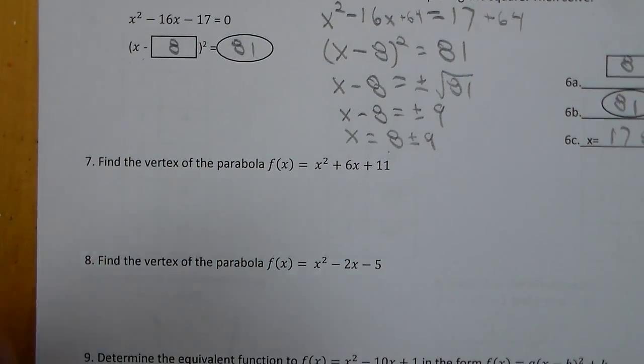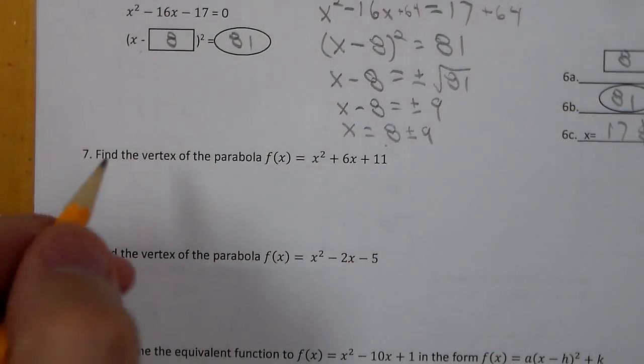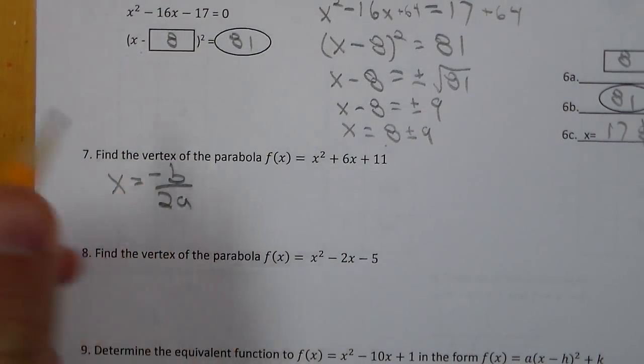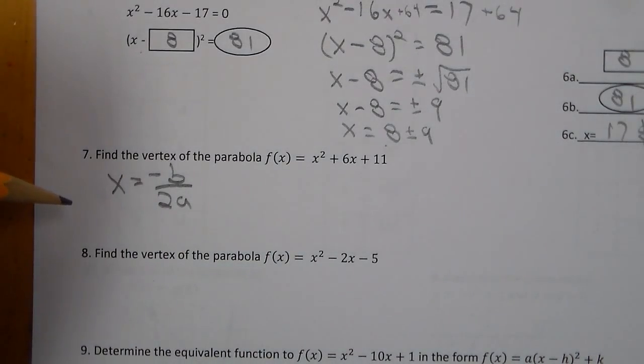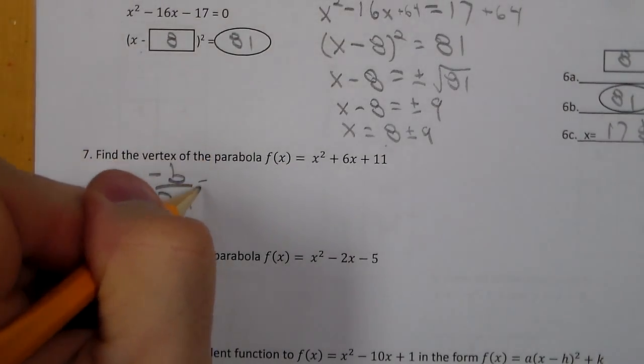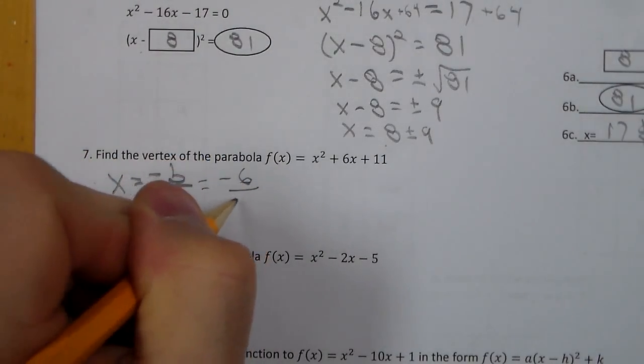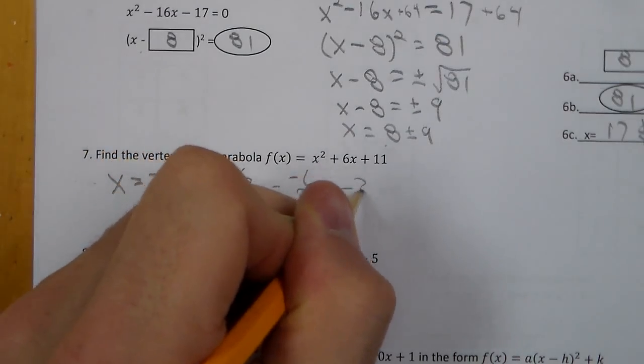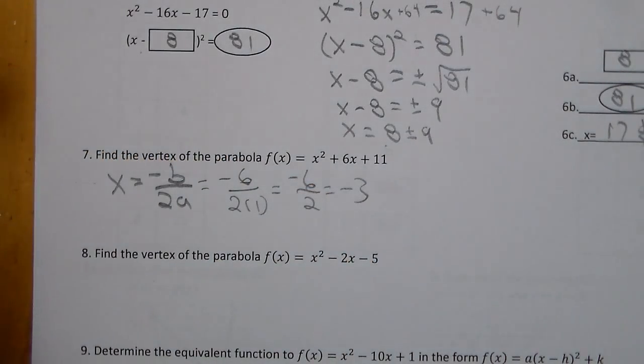For number 7, we need to find the vertex of our parabola. Whenever this is in standard form, x equals negative b over 2a is the way we find our line of symmetry or axis of symmetry. This is the most important thing you need to remember for this process. So this becomes negative 6 over 2 times 1. Negative 6 over 2 gives us a negative 3. That is our line of symmetry.